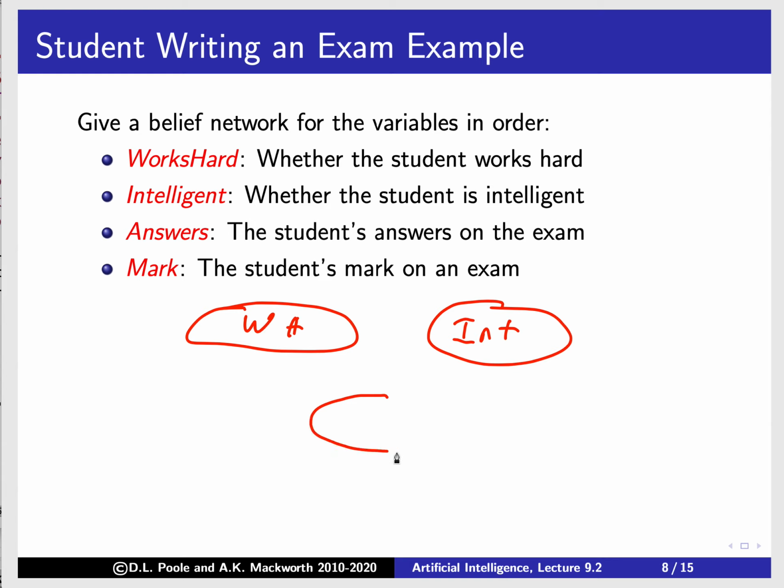Now the answers, I'll just write here as A, depend on both of these, so there's no independence. The A depends on whether they work hard and the intelligence, but the mark, if you knew the answers, just depends only on the answers. It's independent of whether they work hard or are intelligent given the answers. So here's a belief network for that example.